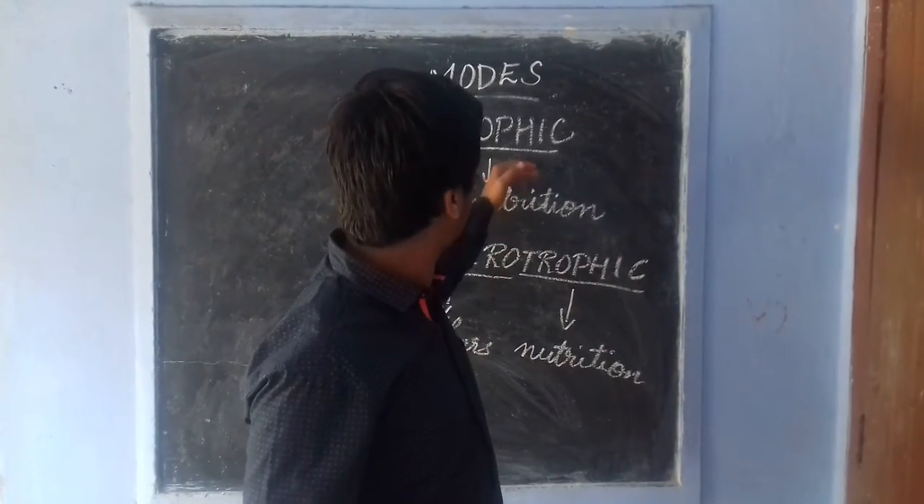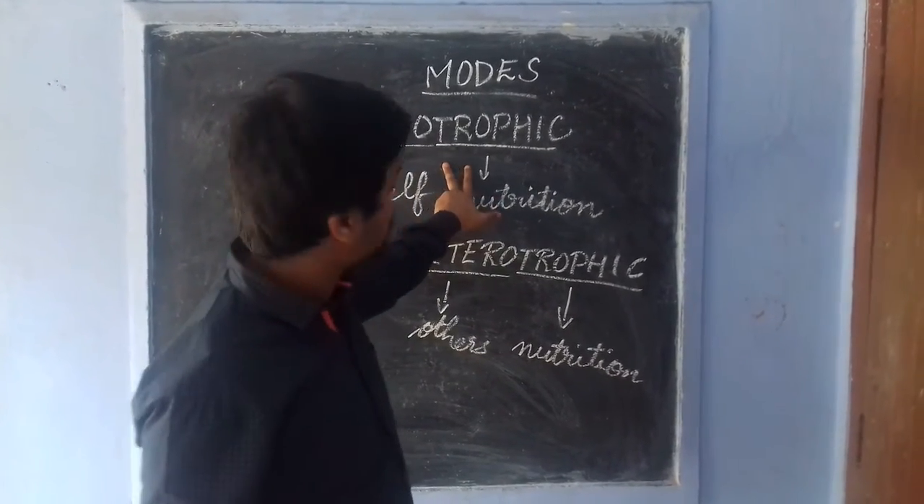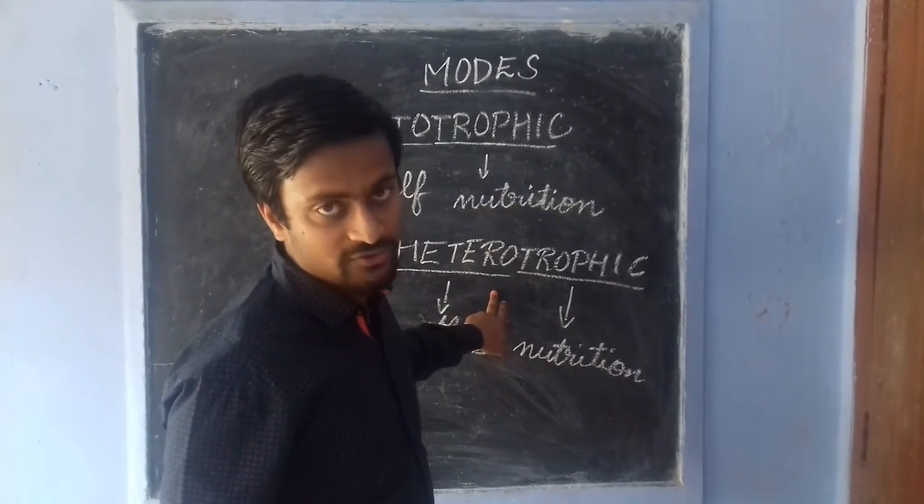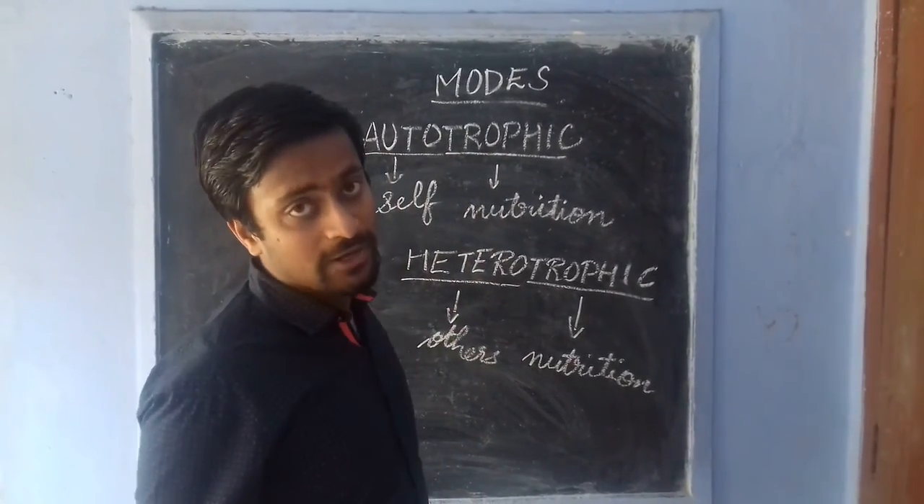So these are generally the two types of modes of nutrition. First is the autotrophic mode of nutrition, second is the heterotrophic mode of nutrition. Now this heterotrophic mode of nutrition is also of many types.